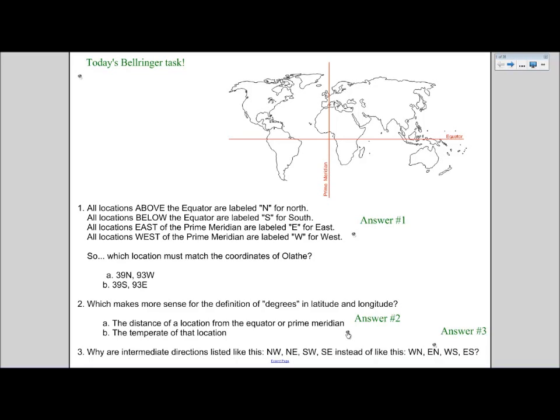The equator being 0 degrees does not mean that it's 0 degrees on the equator. Instead, degrees is a measure of distance. Think of it like inches or feet or miles. 60 degrees north means that it is 60 degrees away from the equator. It's a measure of distance.